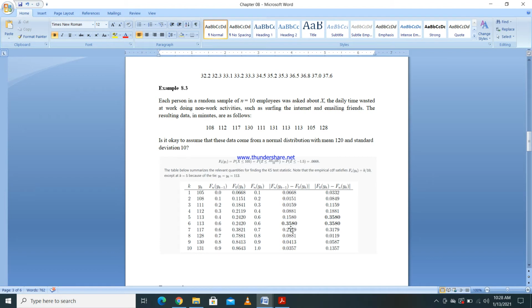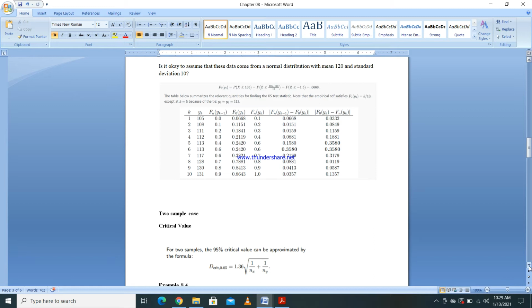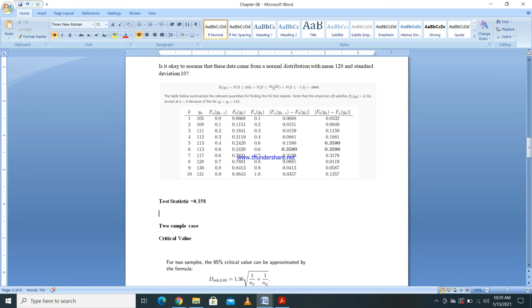And after calculating these columns, you have to check what is the maximum difference here. You can see 0.3580 is the maximum difference, right? So that is the maximum difference here. Now this is our test statistic value. Our test statistic value is 0.358.